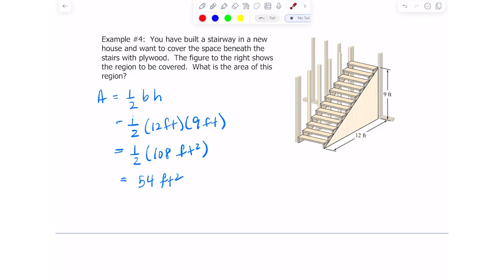Now, another way you can do it is, of course, you can take half of 12, which is 6, and then 6 times 9 is 54. Okay, remember, multiplication is commutative. You can multiply in any order you want, and you'll still get the same answer.